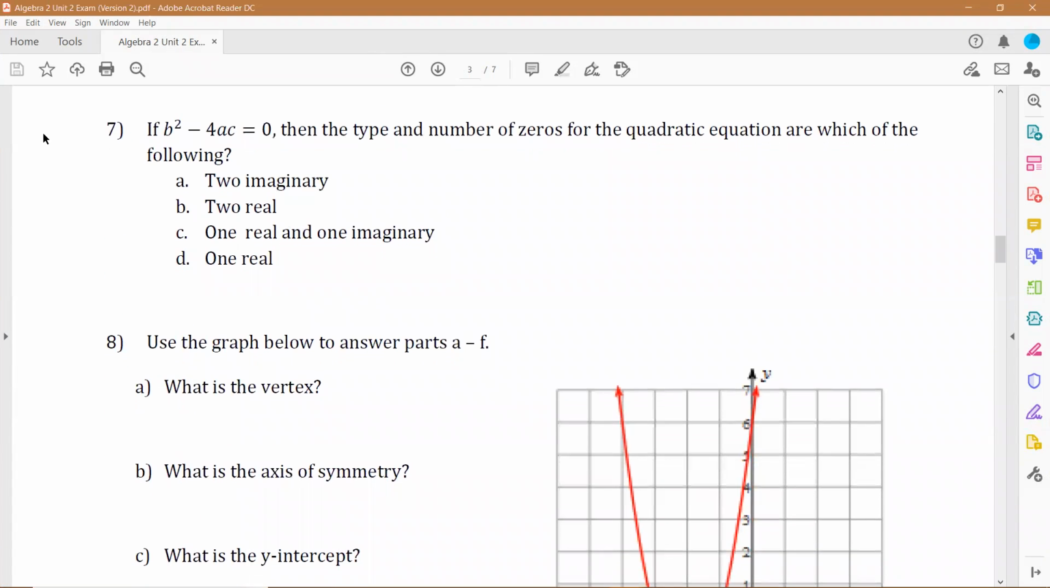Question number 7 is the easiest question on the test, if you ask me. If b squared minus 4ac, your discriminant, equals 0, tell me the type and number of solutions. What is it? It is D. If your discriminant equals 0, you will have one real solution. If your discriminant equals any positive number, you will have 2 real solutions. If your discriminant equals any negative number, you'll have 2 imaginary. 1 real and 1 imaginary is never, ever possible.